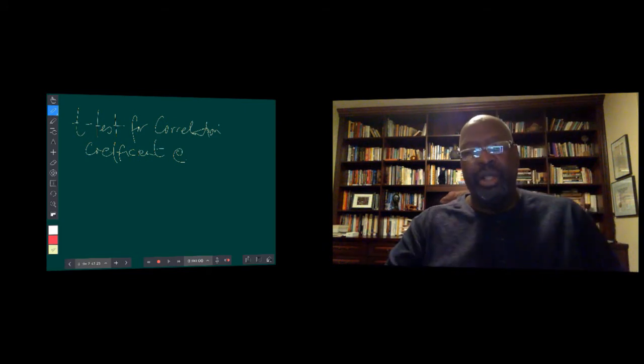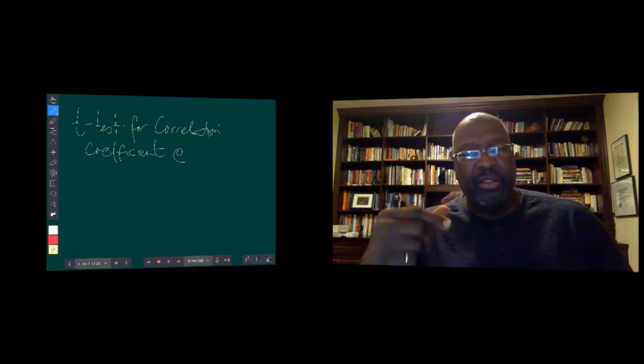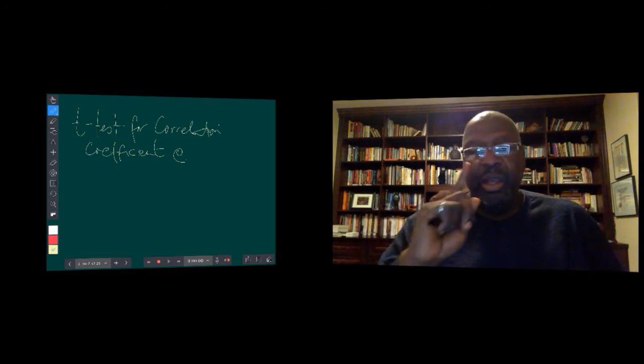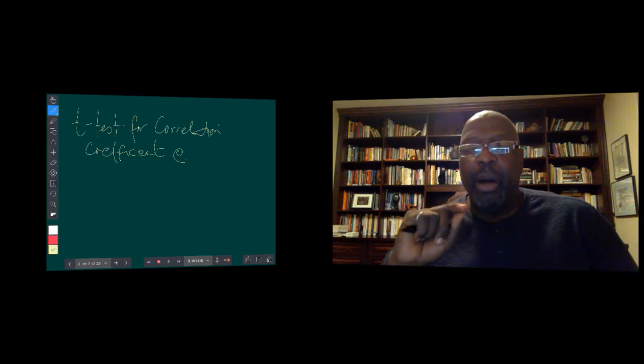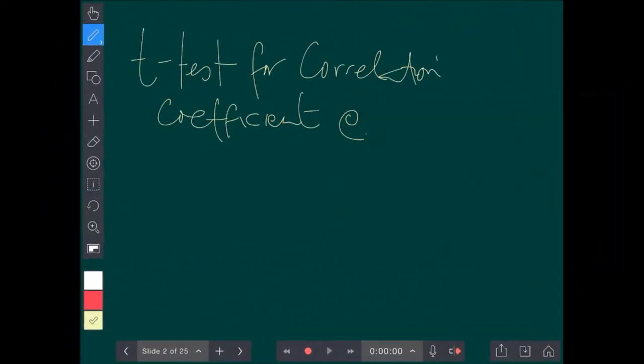rho. Notice I did not use R because R is the sample correlation coefficient. We don't do a hypothesis test for a sample statistic. We do a hypothesis test for a population parameter. All right, and so the test is for rho as the population parameter.